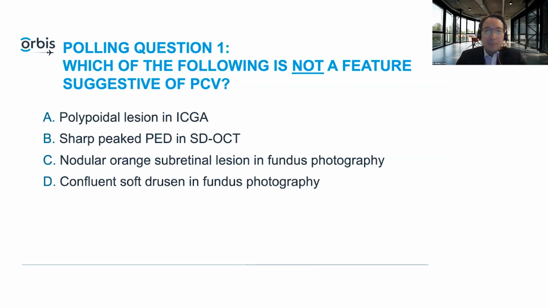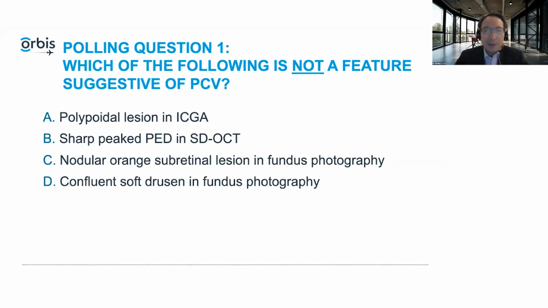So the polling question is, which of the following is not a feature suggestive of PCV? First one is polypoidal lesion in ICGA. Second is sharp peak PED in the spectral domain OCT. Third one is nodular orange subretinal lesion in fundus photography. And the last one is confluent soft drusen in fundus photography.